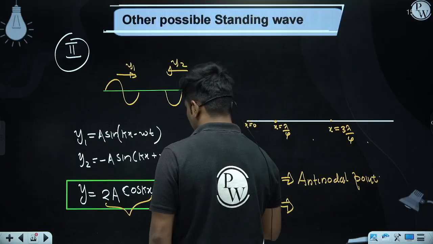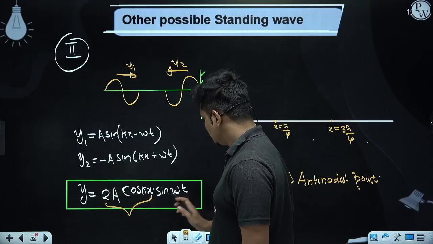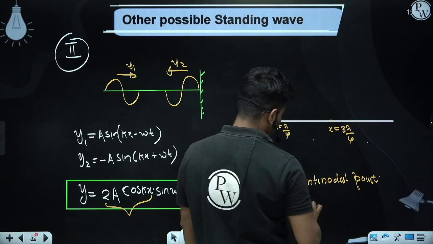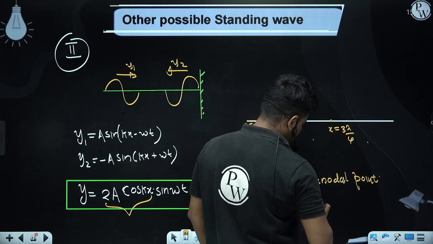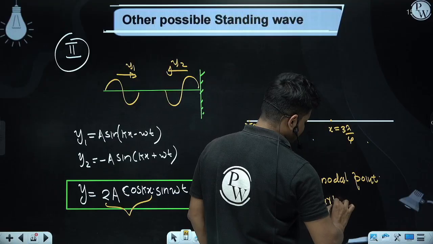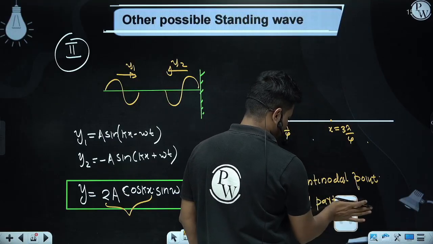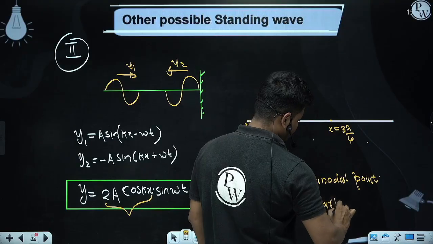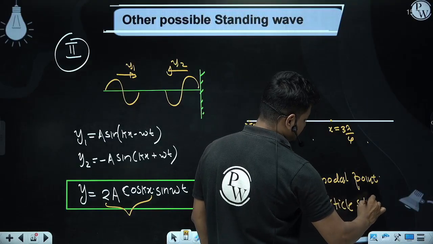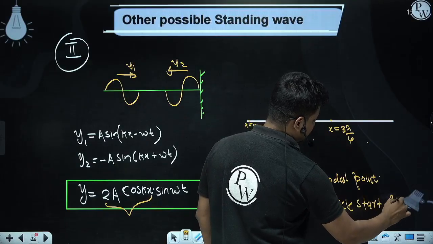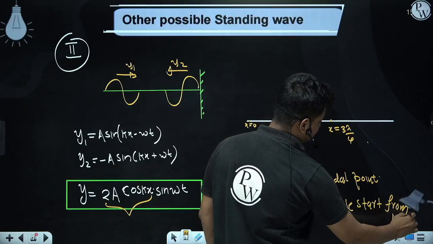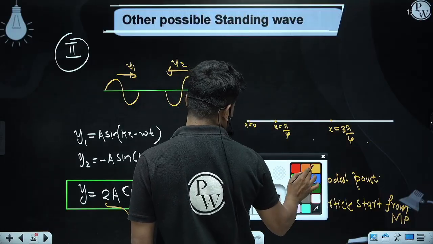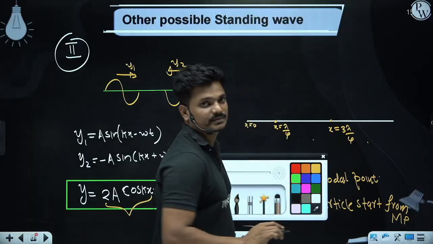When t is 0, sin 0 is 0, so the whole term becomes 0. That means all particles are at the mean position. Time equal to 0 means all particles start from the mean position. So how can we draw the graph? Initially all are at the mean position.